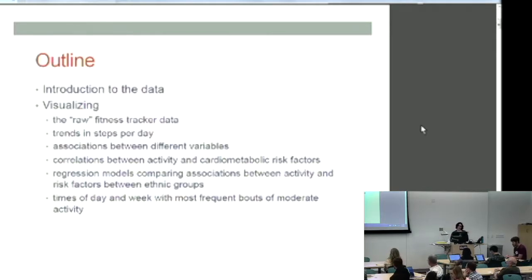So here's a brief outline, but basically we had a large set of data, and we're talking about how we can visualize this data, especially with an eye toward helping our collaborators and clients understand the data.